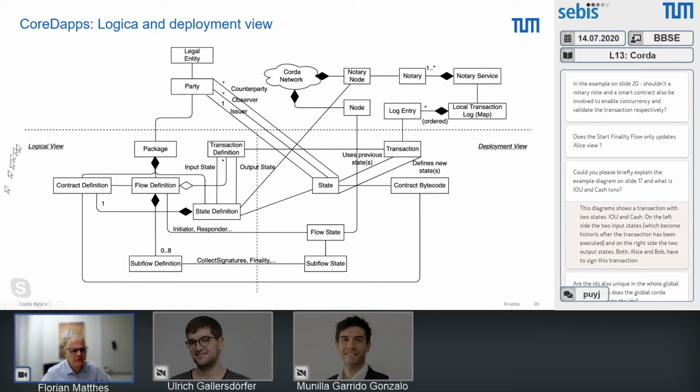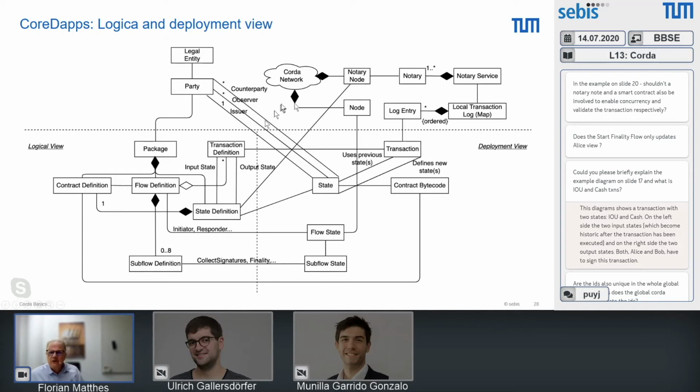So that's all done with Kotlin code at compile time, and then you start, and now a party would deploy this package. That's more the owner of the package, like Alice or Bob, which is a legal entity. So that's more or less the logical view of how you deploy your code in the different nodes.